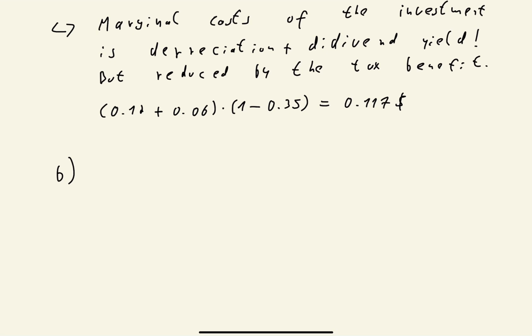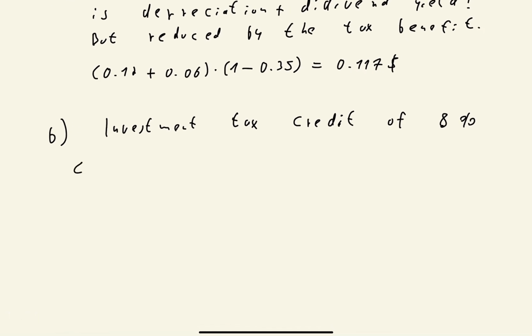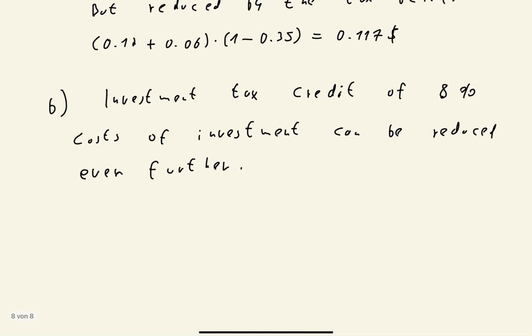Here we have an investment tax credit of 8%. So this will reduce the cost of investments even further, because now the net cost to the firm is given by the following.